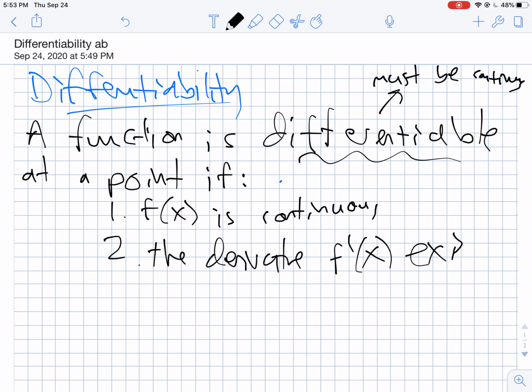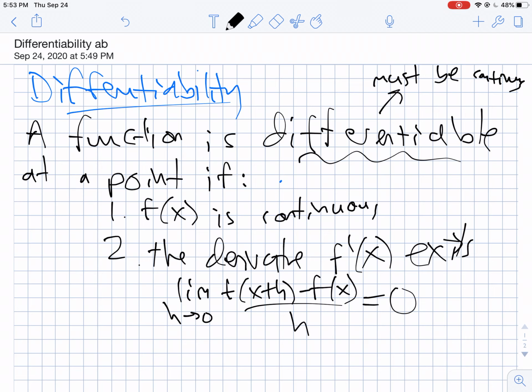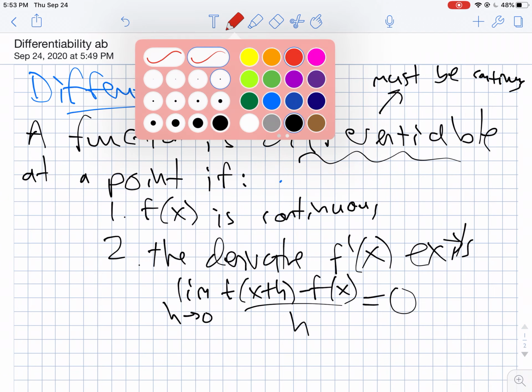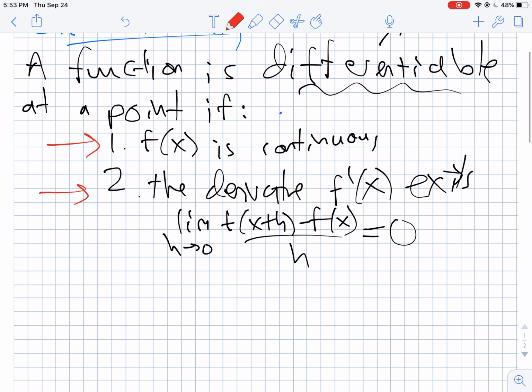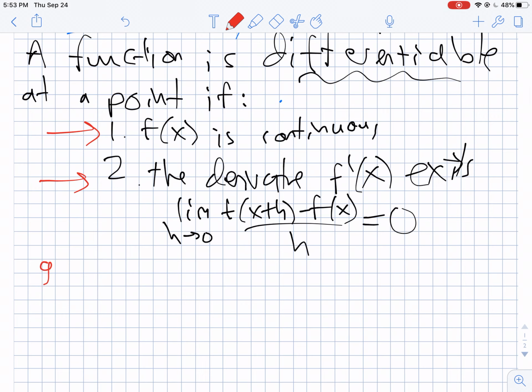And remember, when we talk about a derivative, basically we're saying that the limit as h goes to 0 of f of x plus h, or whatever form you use of this quotient, exists. So these are our two things. If something is differentiable, it must be continuous, and the derivative at that point exists. And that's how we should think about this. So let's talk about what this looks like on a graph.